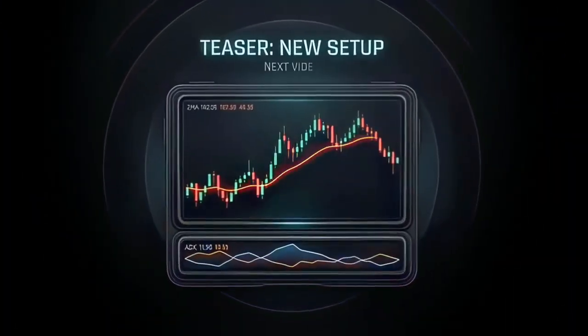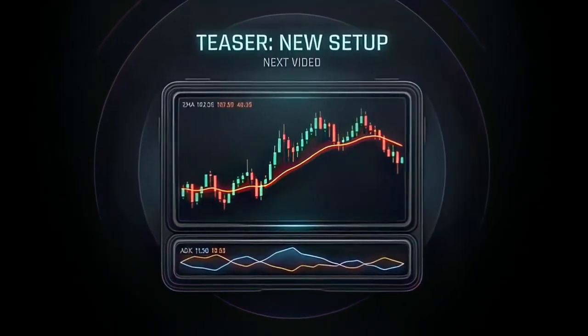Next, the trend following strategy that pairs the exponential moving average with the average directional index, and the one reading that tells you not to trade at all today.